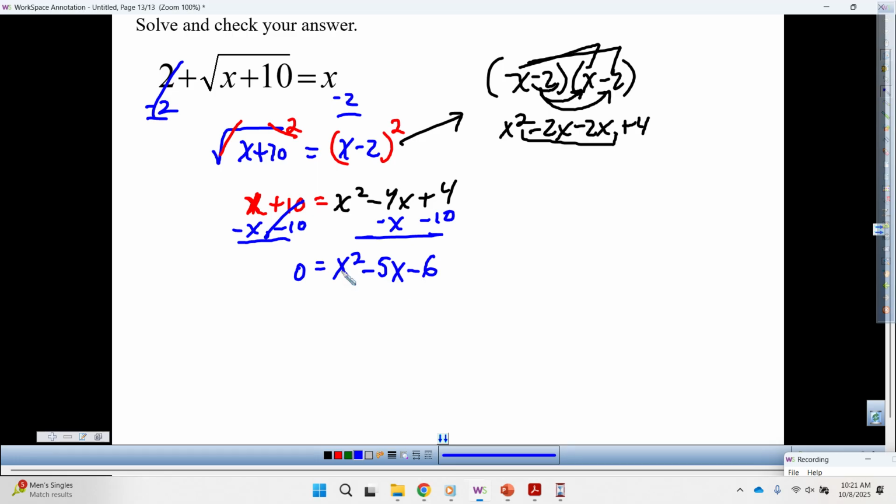So, how do we solve this? Tell your neighbor, what do we do next right here? So we go negative 6 on top, negative 5 underneath. What two numbers multiply to give me negative 6 that when you add them give us negative 5? Talk to your neighbor.